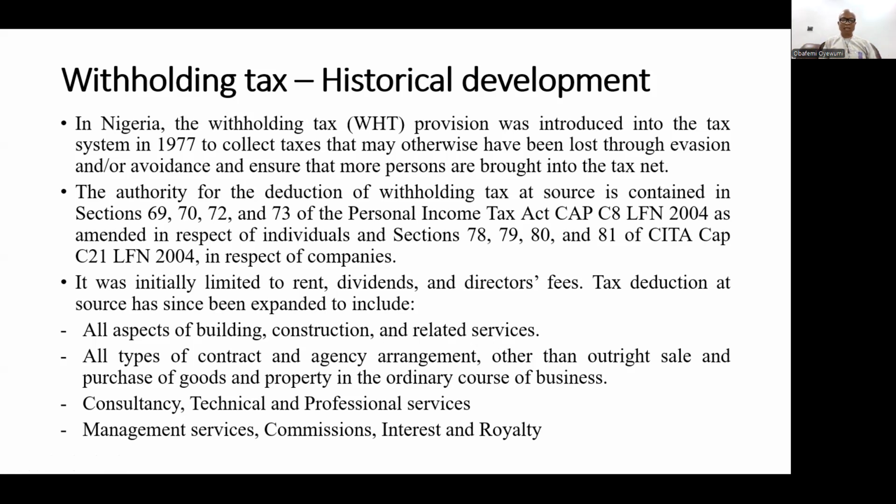It was initially limited to rent, dividends, and directors' fees, but now it has been expanded to include contracts, building contracts, construction contracts, and related services, all types of contract and agency arrangements, other than outright sale or purchase of goods and property, consultancy fees, technical fees, professional fees, management services, commissions, interest, and royalties. These are the expanded areas where withholding tax is being deducted from.